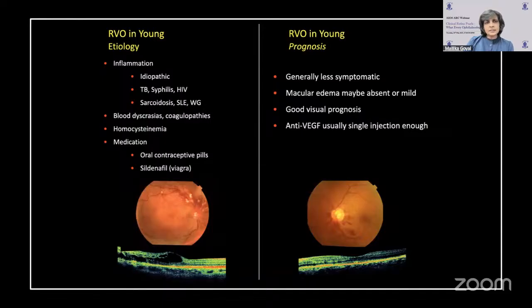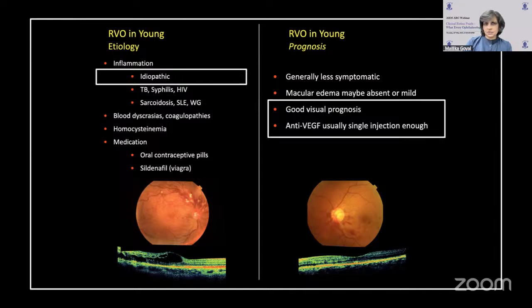In the young, there are certain features which are different. They are often related to inflammation, where often we do not find an etiology. Though there could be something like homocystinemia or an antiphospholipid syndrome, or they may be on oral contraceptive pills or sildenafil. So we should ask for the drug history in a young RVO. The prognosis in young RVO is very good. Generally, they are less symptomatic and one injection is usually enough. They do not require repeated injections. Thank you.